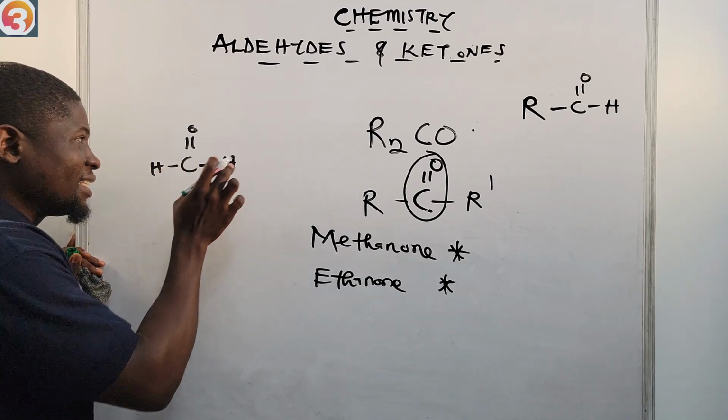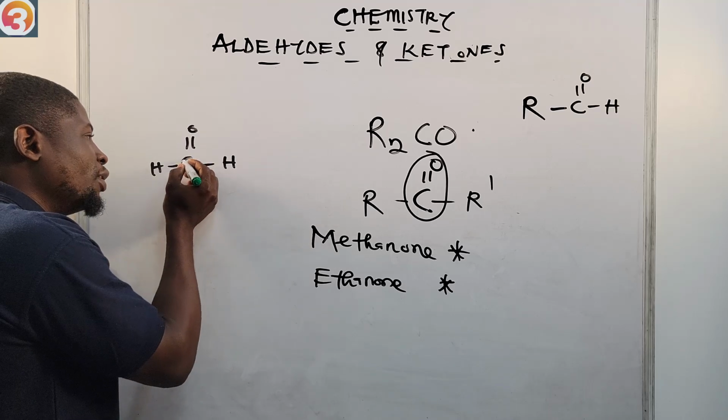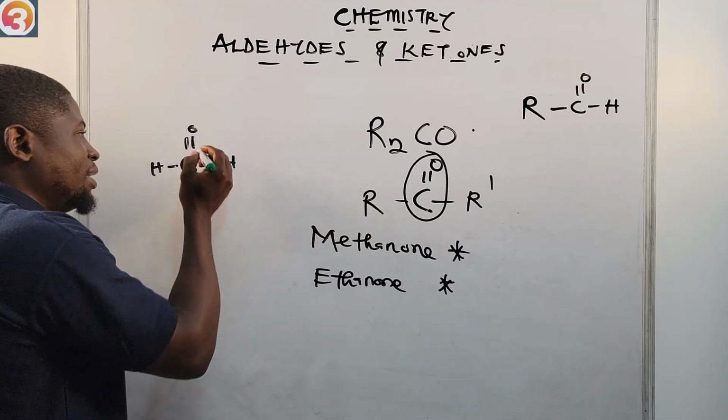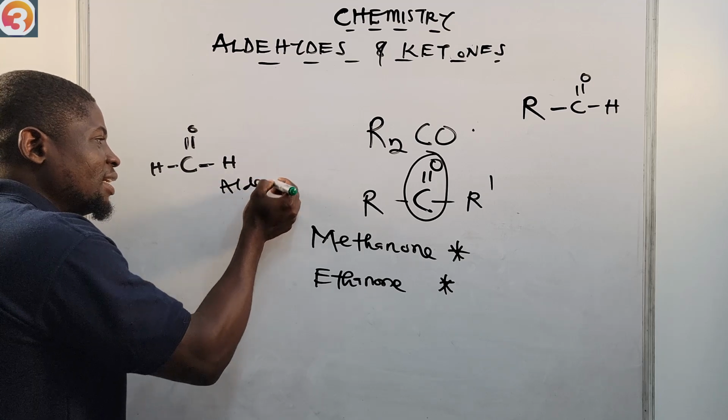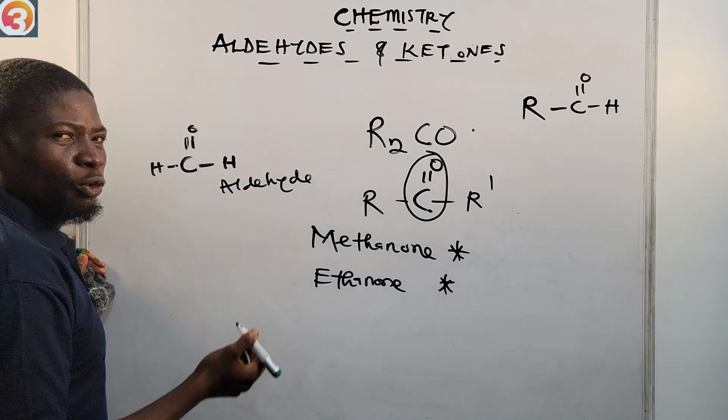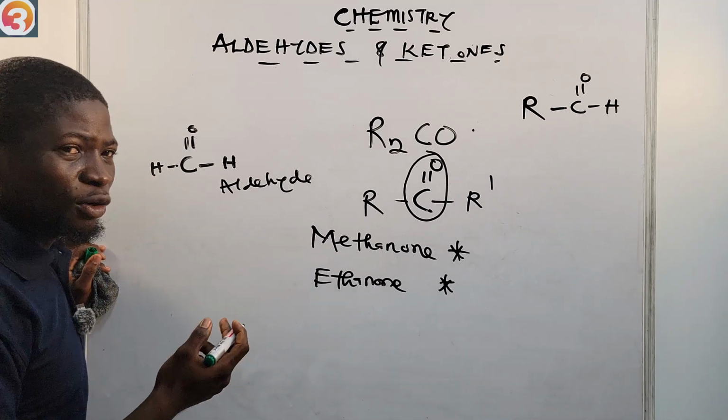Why do I say for this structure to be complete? Because carbon can only be surrounded by four bonds: one bond here, one bond there, one bond there, one bond there. So this will be an aldehyde, because it's directly bonded to a hydrogen atom, not an R group.